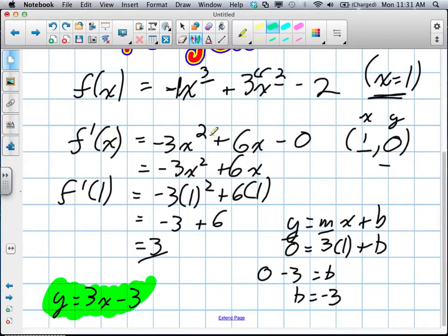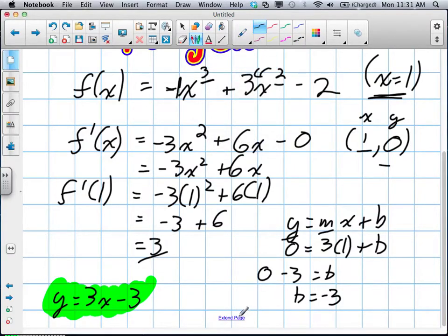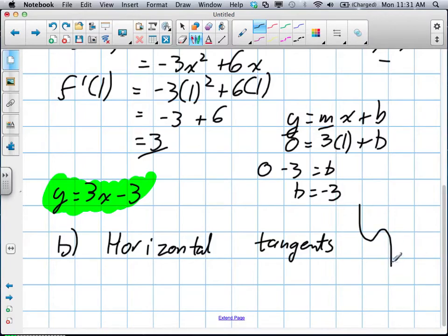Now part B of this, part B asks us when the tangents are horizontal, okay? So let's do part B. Horizontal tangents. We might have none. Remember, we have a cubic function, so we probably have something that's going like this or kind of turns and goes like this. We want horizontal tangents here.